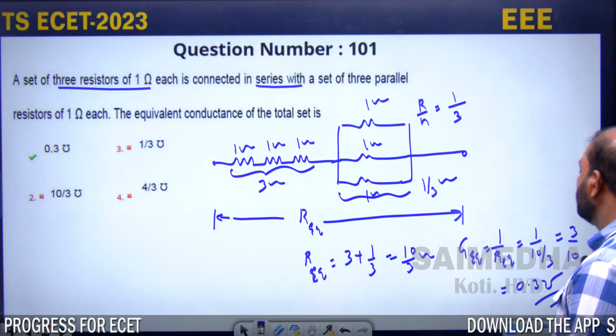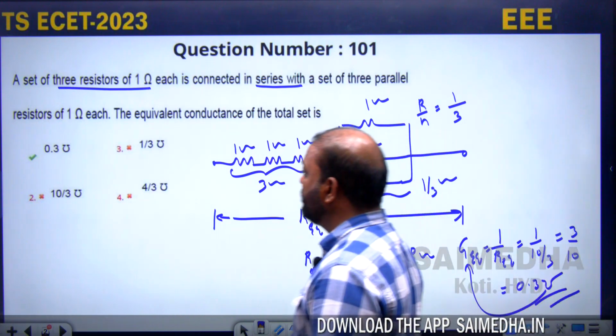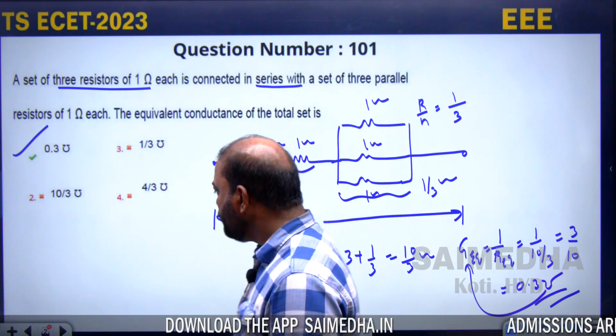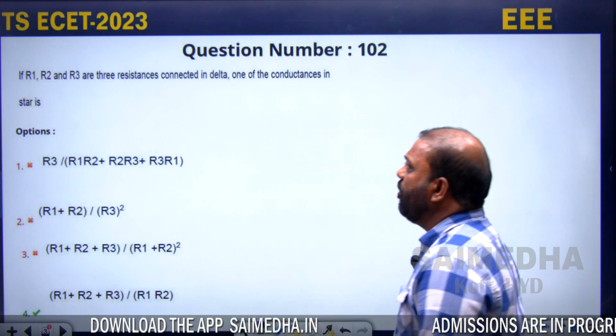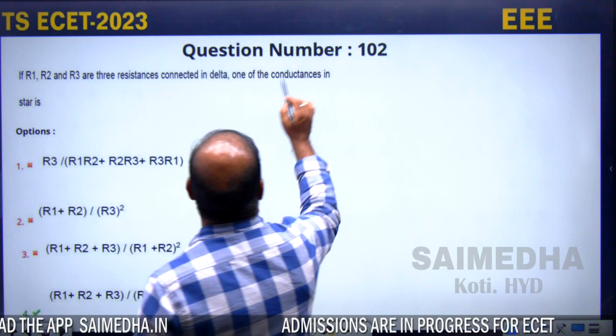So, the unit for conductance is mho, ohm inverse. So, G equivalent equals 0.3 mho. It is mentioned in option 1. So, option 1 is the right answer.